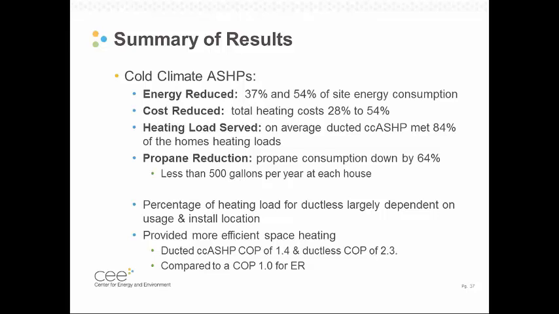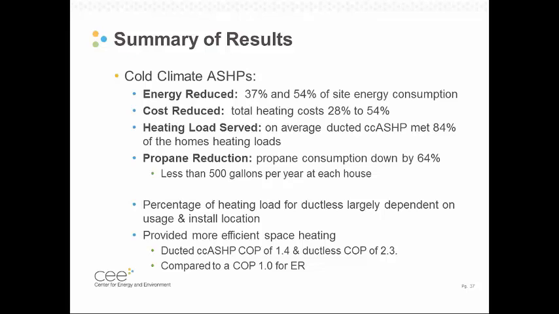These are just some summaries of the numbers. I've mostly gone over these already. The couple of new points to point out is that the ducted systems on average met 84% of the heating load in the houses. So we're only using the backup systems for about 15% of the load. That includes the defrost runtime. The propane reduction, we had on average 64% reduction.